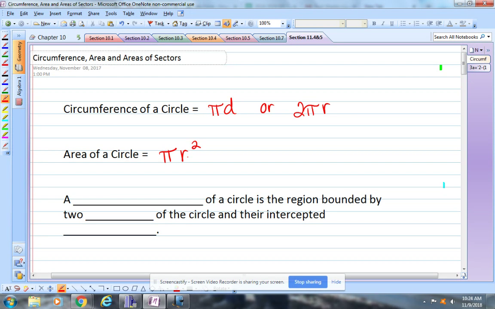All right. A sector, we're filling in the blank, of a circle is the region that is bounded by 2 radii. I like that word, radii. Radii of the circle and their intercepted arc. So a sector is like a piece of pie. If you cut a wedge out of a circle, that's called a sector.